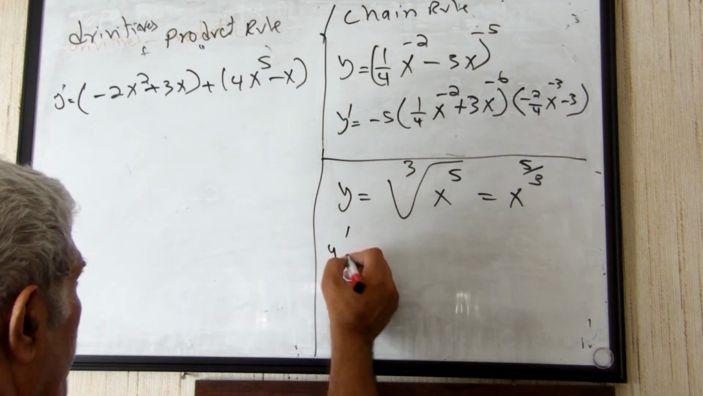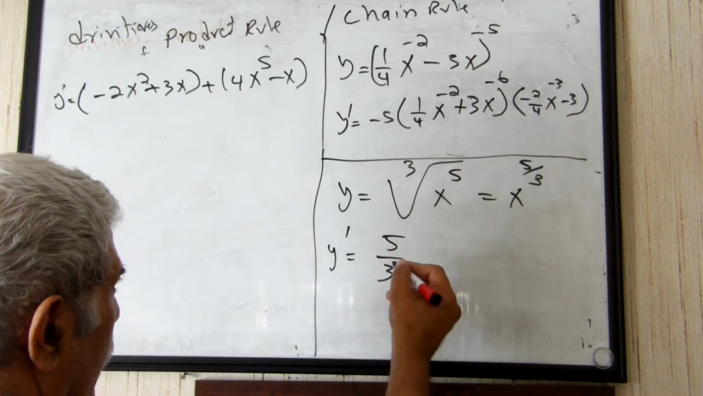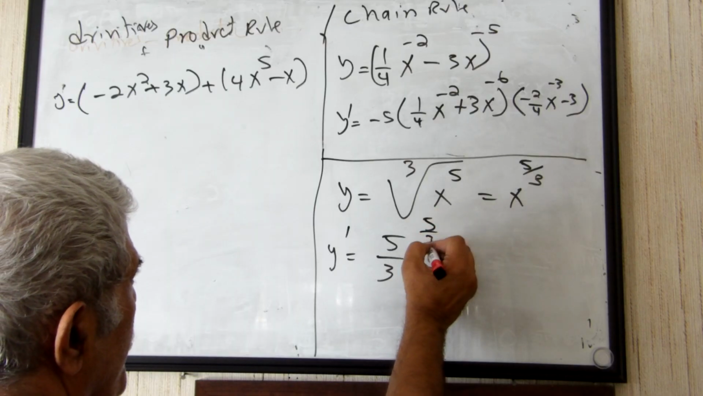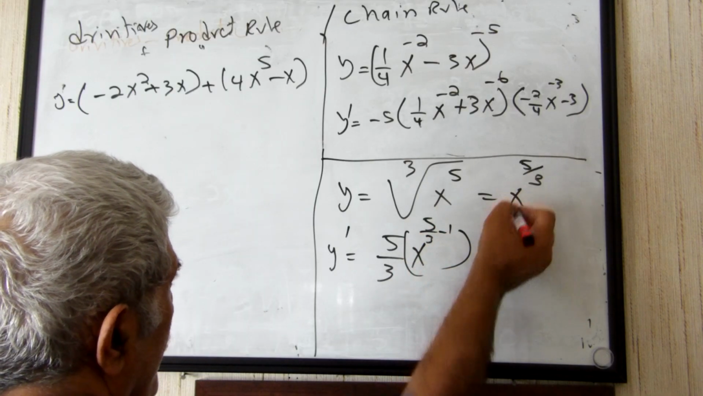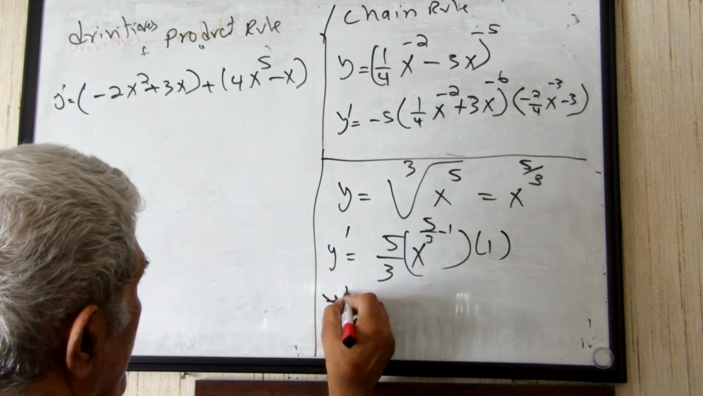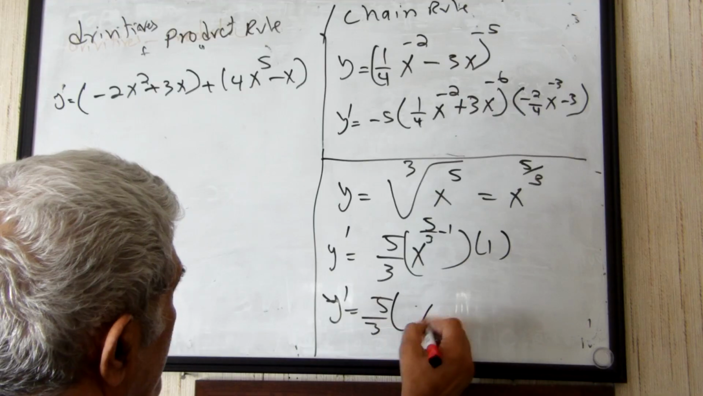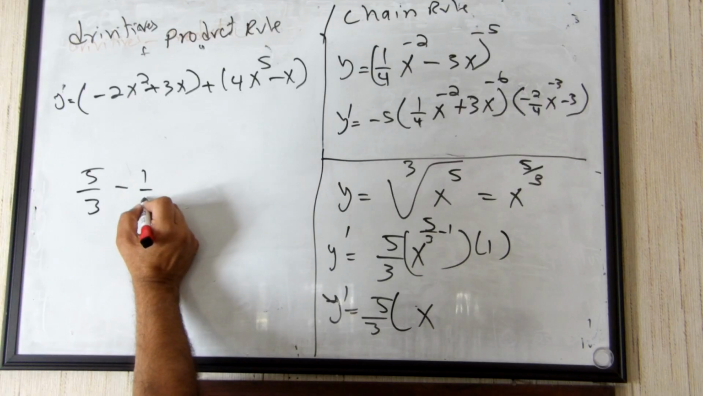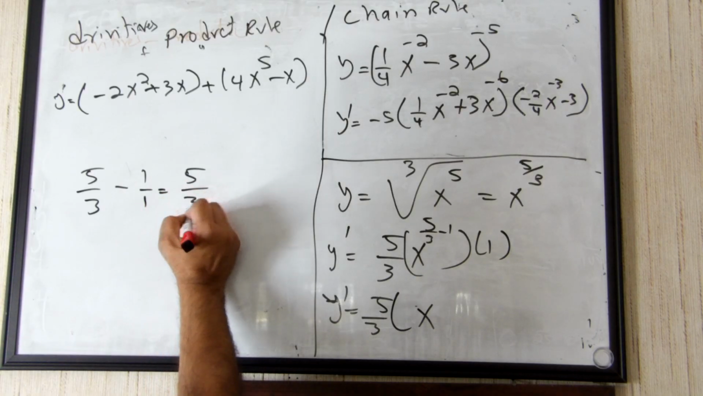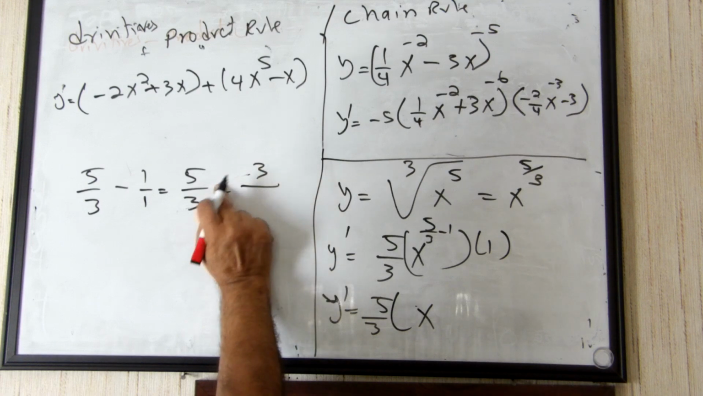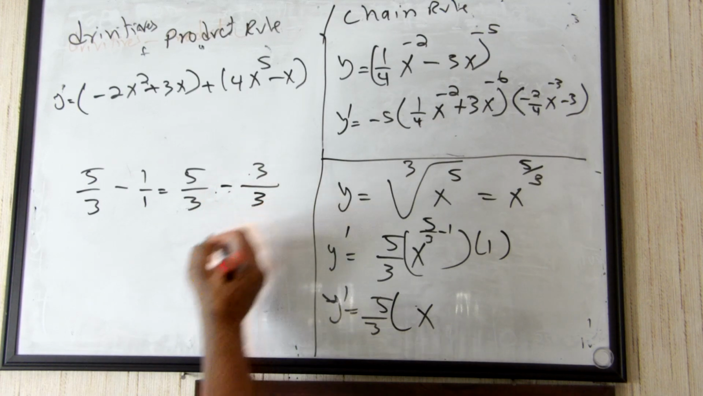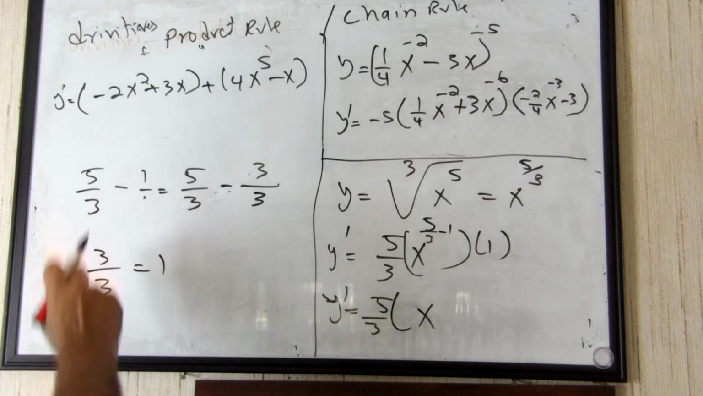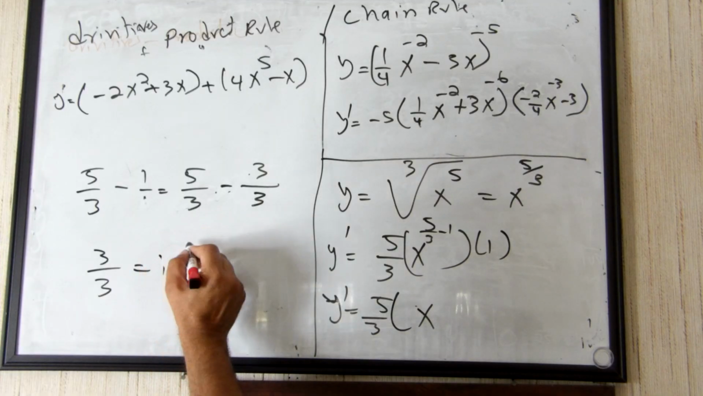Okay? Y prime is equal to 5 over 3 is going to come up front, times x to the power of 5 over 3 minus 1, times the derivative of this one, which is 1. So y prime is going to be 5 over 3 times x to the power of 5 over 3 minus 1. What can we say? We can say 1 is equal to 3 over 3, because 3 over 3 is equal to 1. And that's what it is.